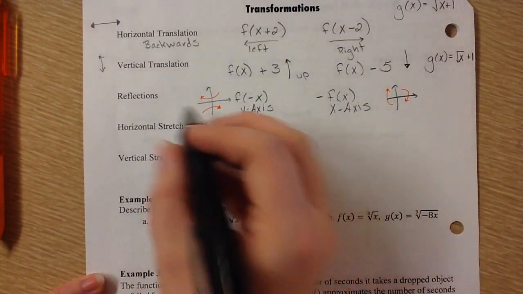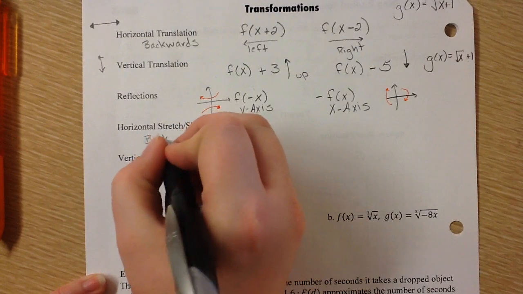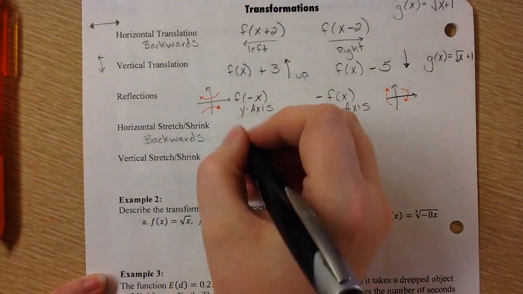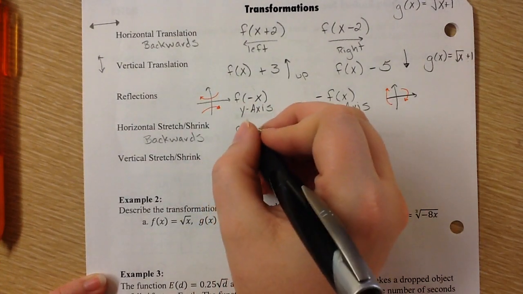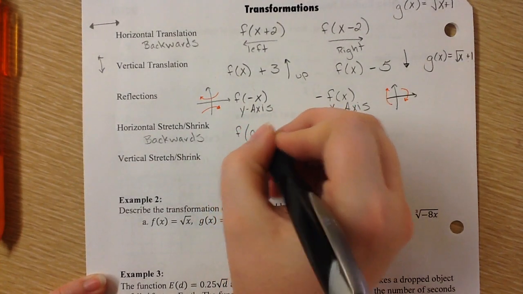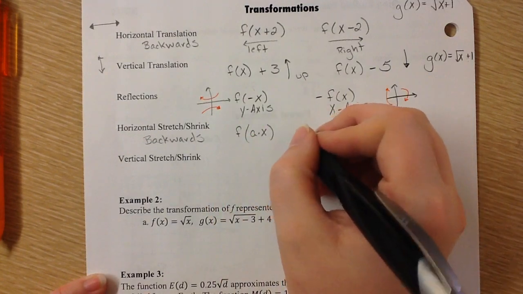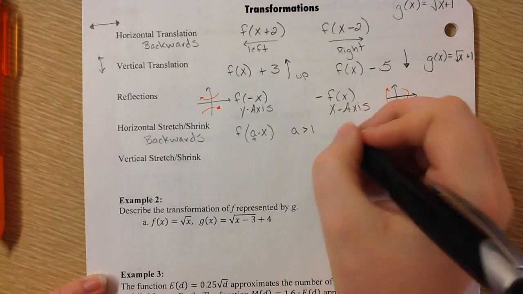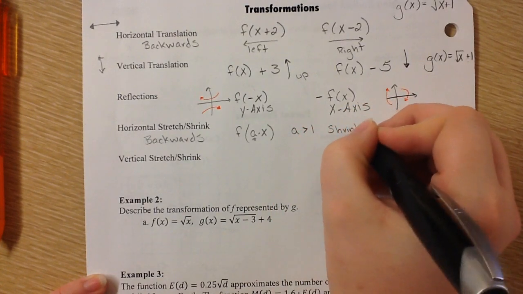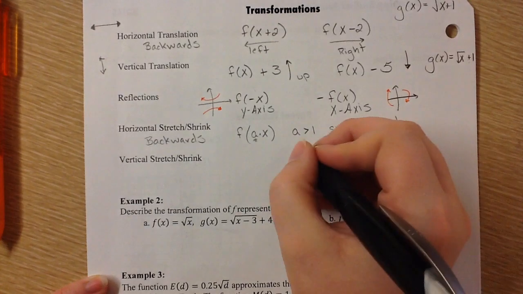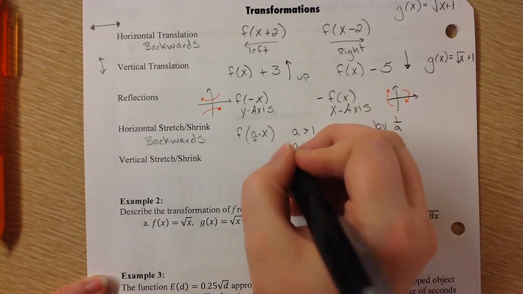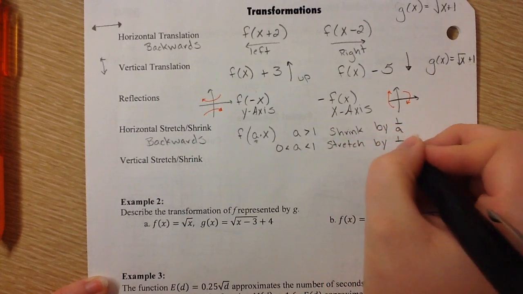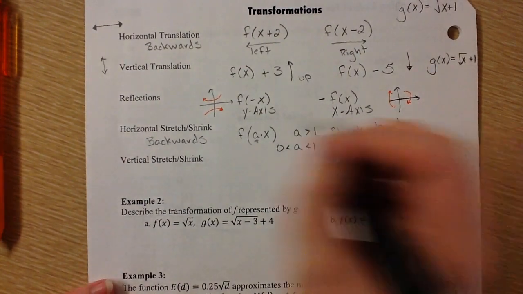Horizontal stretch. Remember, those ones work backwards. But those are inside on the function. So f of a times x, again, what we mean by backwards, if a is greater than 1, it's going to be a shrink by 1 over a. If a is less than 1 but greater than 0, then that's going to be a stretch, again a stretch by 1 over a, the reciprocal of that.